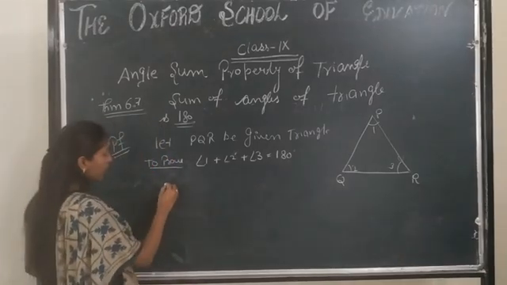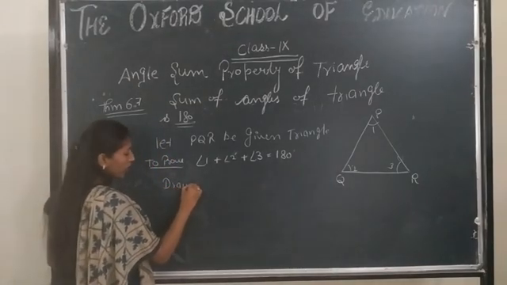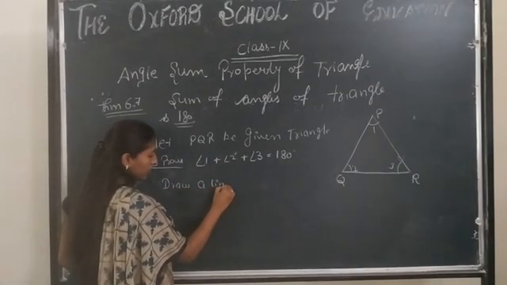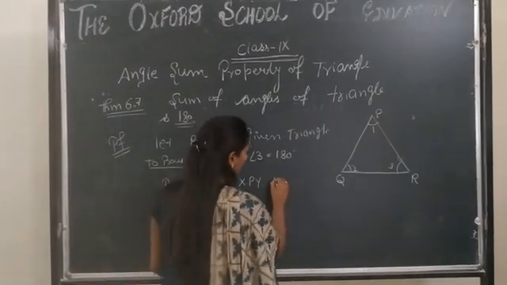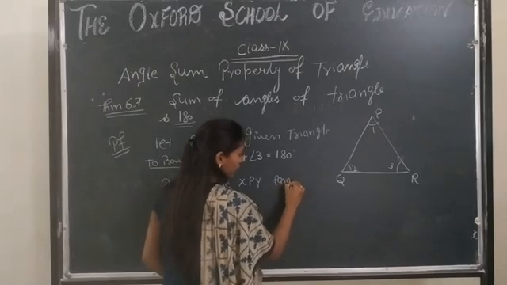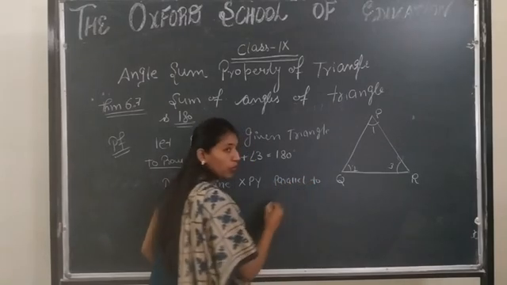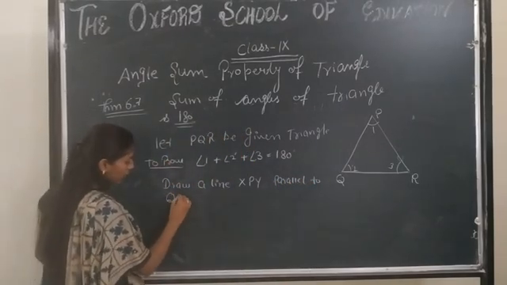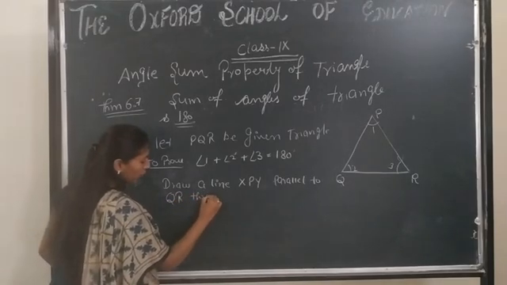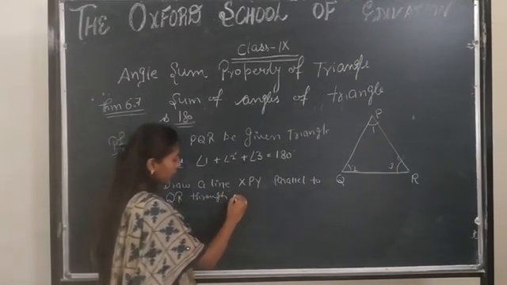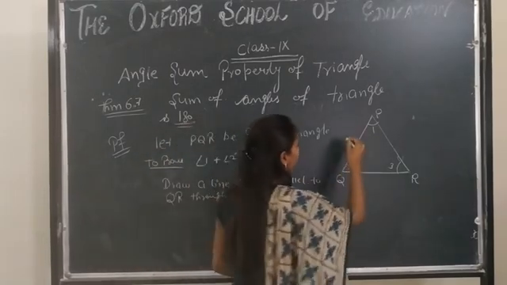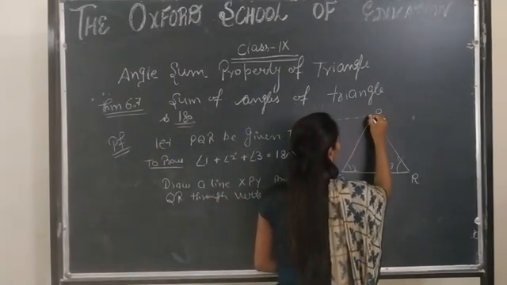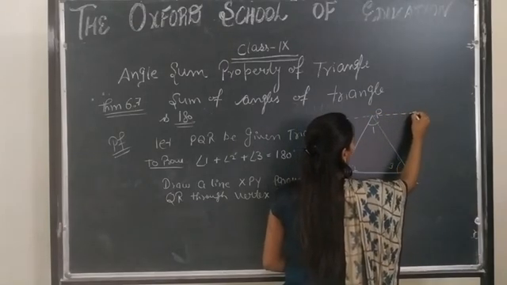So for this, draw a line XPY parallel to QR through vertex P. So let's draw the line parallel to QR through vertex P.